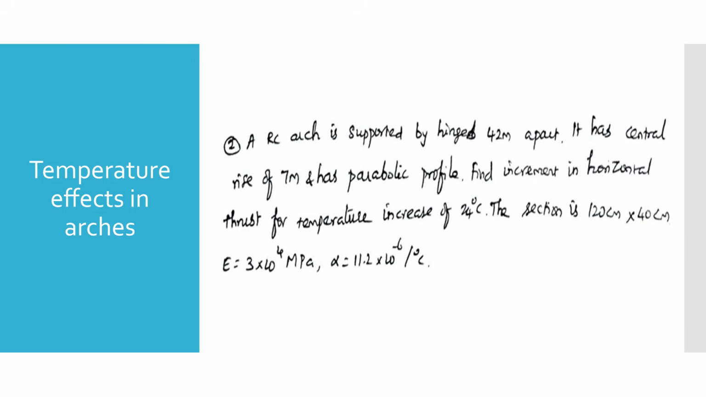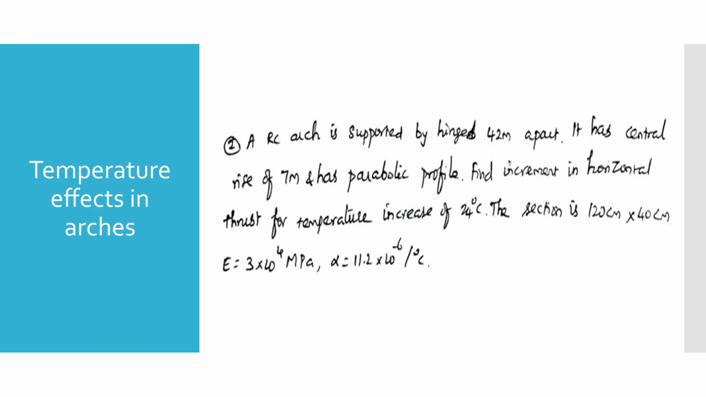Now let's examine our second problem involving a two-hinged reinforced concrete arch. The arch spans 42 meters between hinges and features a central rise of 7 meters with a parabolic profile. It has a rectangular cross-section measuring 120 centimeters by 40 centimeters. Our goal is to calculate the increment in horizontal thrust caused by a temperature rise of 24 degrees Celsius.